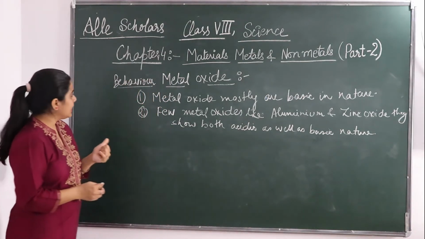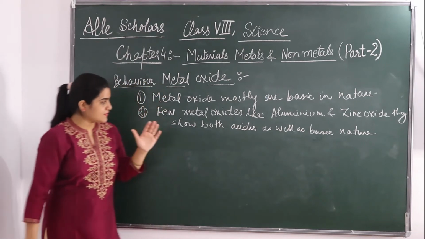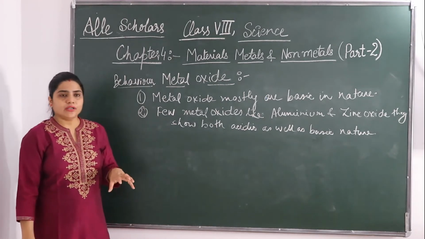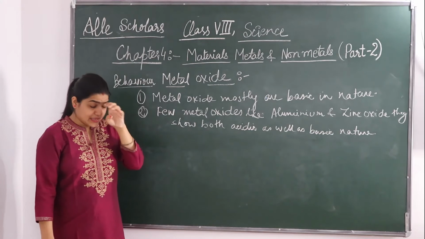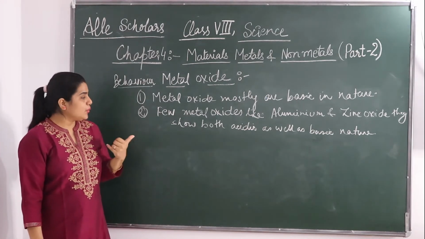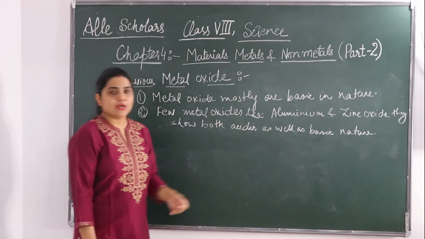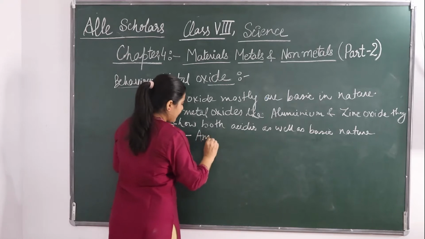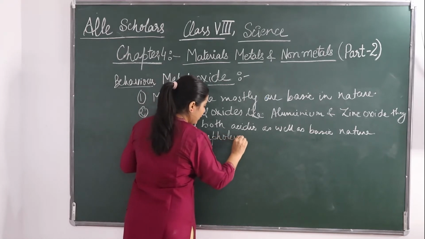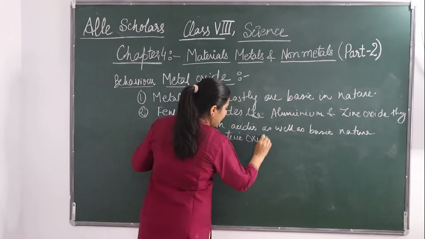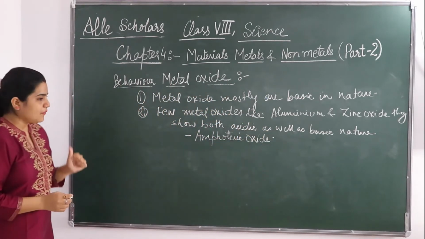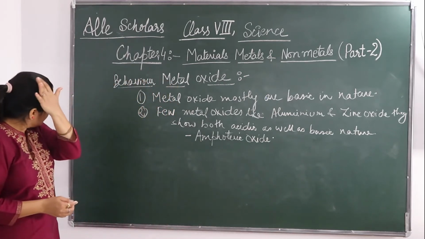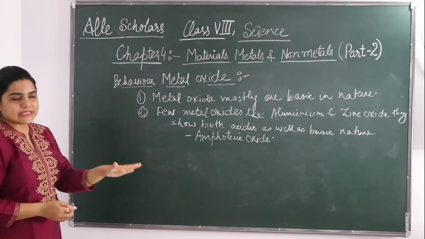Some metal oxides react with both acids to produce salt and water, and bases to produce salt and water. This type of metal oxide is known as an amphoteric oxide. What are they called? Amphoteric oxide. Such metal oxides are called amphoteric metal oxides.